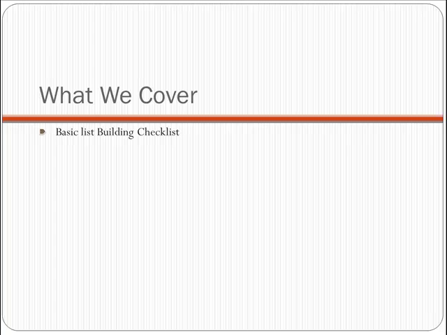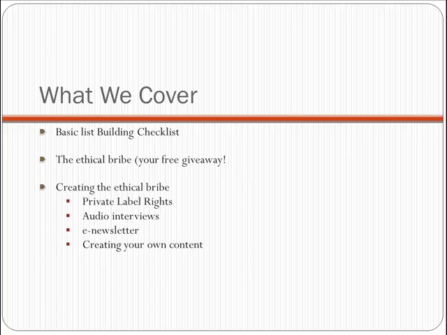What we're going to cover, we're going to be talking about the basic list building checklist. We're going to go back over this a little bit really quick of what you need to get started with your list building. We're going to be talking about your ethical bribe, your free giveaway. Not only just talking about it, we're going to be actually getting into creating that ethical bribe: private label rights, audio interviews, e-newsletters, and creating your own content. This is going to be some really good training. We're also talking about the squeeze page structure.